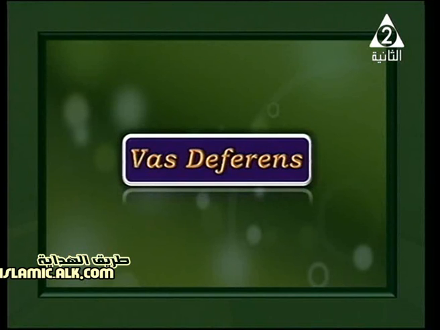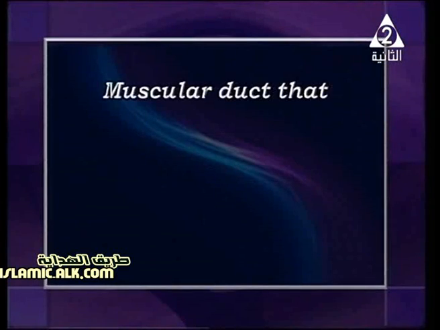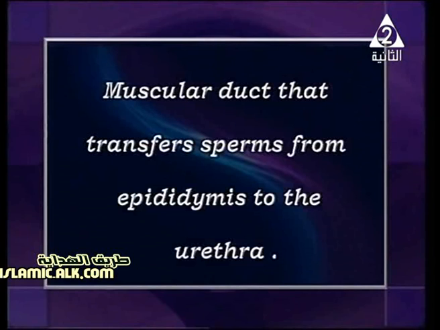The third part, again we said: testes, epididymis, number three, vas deferens. The vas deferens is a muscular duct that transfers sperms from the epididymis to the urethra, or urinogenital opening. What is the urethra? The urinogenital opening, the opening that is common between the genital system and the other system, the urinary system.